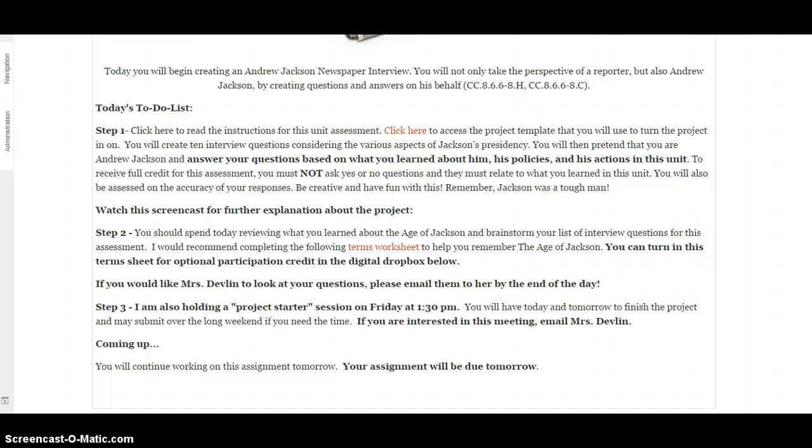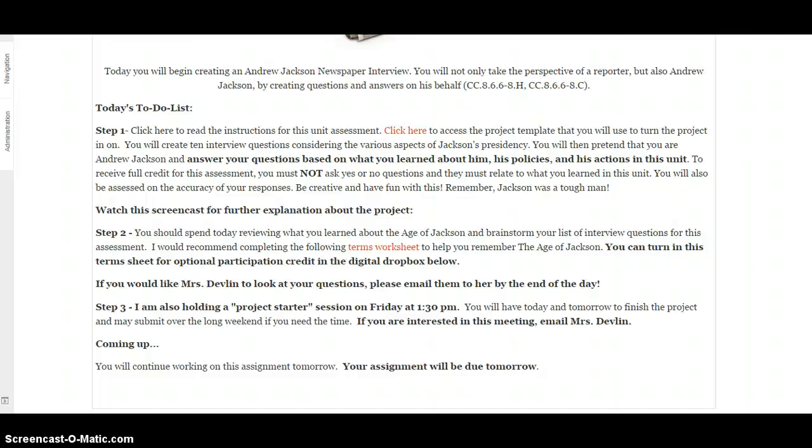I'd recommend completing the terms worksheet that I talked about today. Again, you do not need to use all of the terms. You only need to choose 10 out of the 12 that I have given you. Keep that in mind, guys.